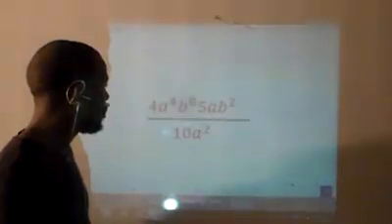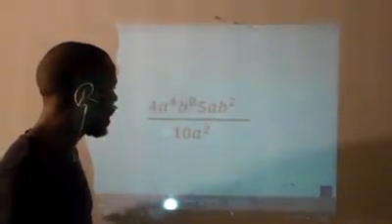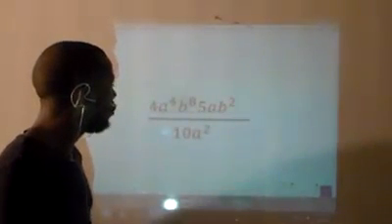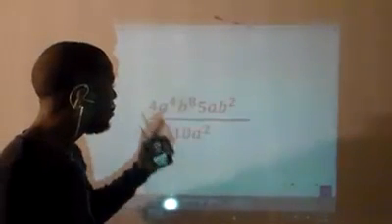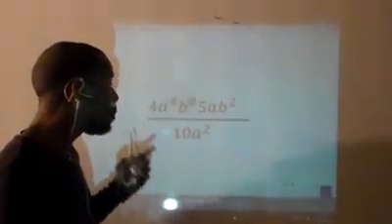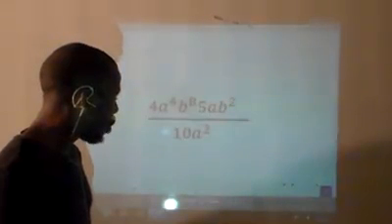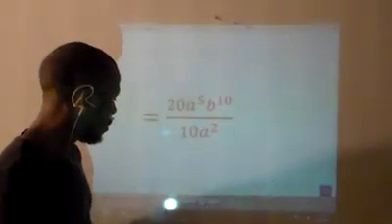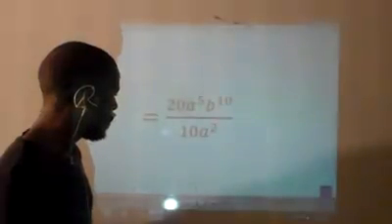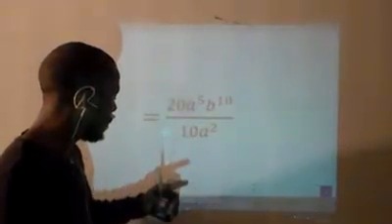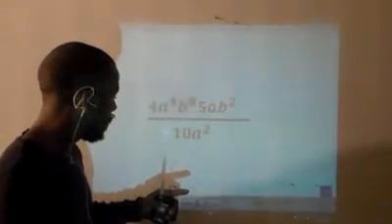So you are going to have something like 4 times 5, which becomes 20. a times a is a to the power of 5. b to the power of 8 times b to the power of 2 becomes b to the power of 10. So you are going to have something like this. There it is. In fact, they add each other.